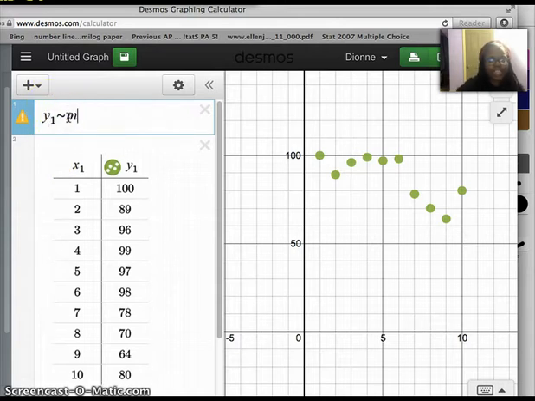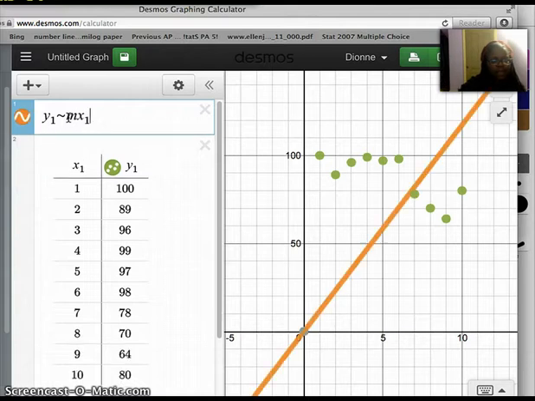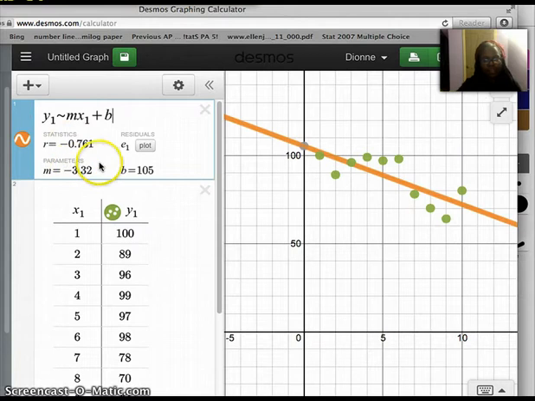I'll show you guys in class what other cool things you can do. So y sub 1 approximately mx sub 1 plus b. And then it gives me all the information I need to know. Check it out: our slope is a negative 3.32. We've got our correlation coefficient here, and we've got this b value. Now I'm going to use this to get the answer because I'm not done yet. I'm going to hold this information, pause it, and go back to our other screen.